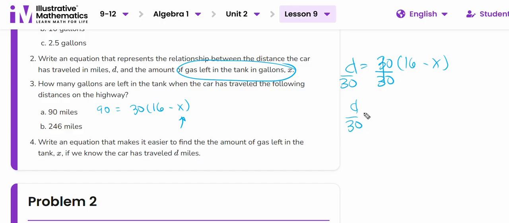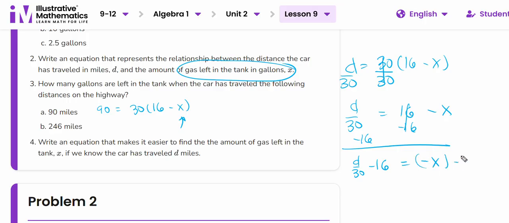I divide both sides by 30, and I get d over 30 is going to equal 16 minus x. I'm going to subtract 16 from both sides. This goes away, and I'm going to get d over 30 minus 16. Remember, you cannot subtract with a variable, so we just have to leave that minus 16 over there. I have a negative x, which I don't want, so I'm going to multiply this side by negative 1. I'm going to multiply that side by negative 1, and I'm going to get negative 1 times (d over 30 minus 16) is equal to x.